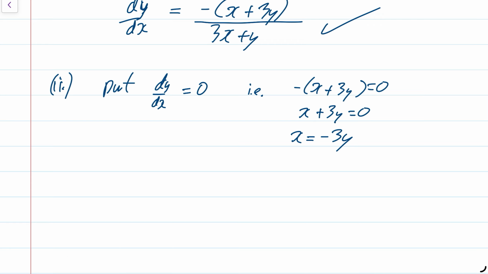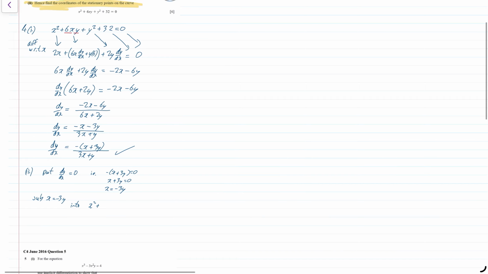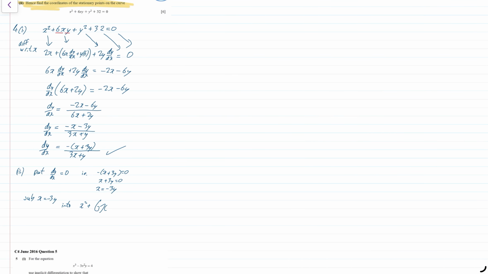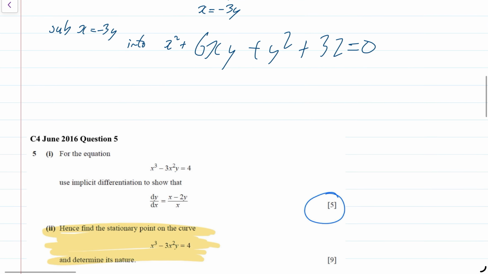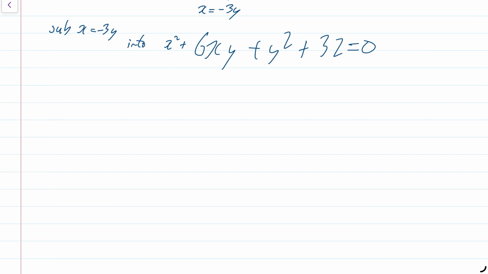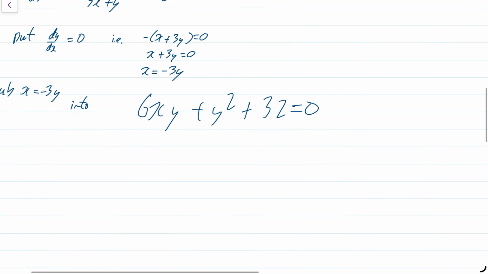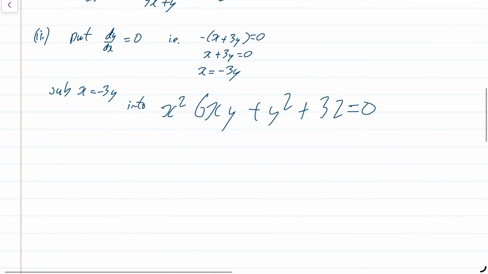Sub x equals minus 3y into, now we're going to forget this thing, x squared plus, bear with me here, 6xy plus y squared plus 32 equals 0. Look at a mess of this now. Okay, so we've got this. So we want to sub into this thing. We want to sub it into this. So everywhere I see my x, I'm replacing it with minus 3y. So minus 3y instead of my x.